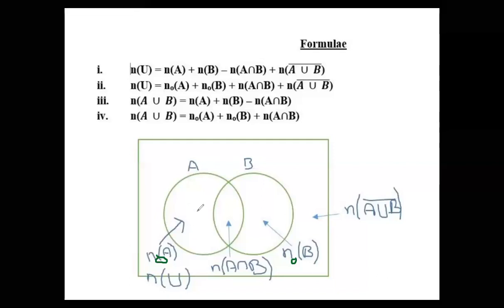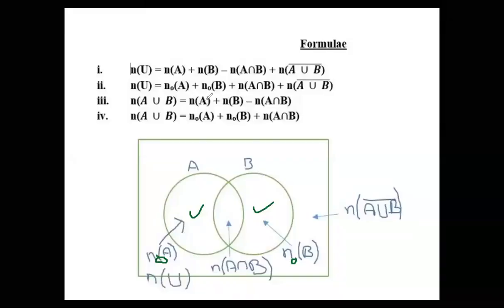Only A means this part only. Only B, again this part only. So now if we include only, n(U) means only A, only B, and there is the intersection. It is not included here, because only A means only this part, and only B means only this part. So is the intersection included? No, it is not included. So instead of doing minus, we need to do plus.